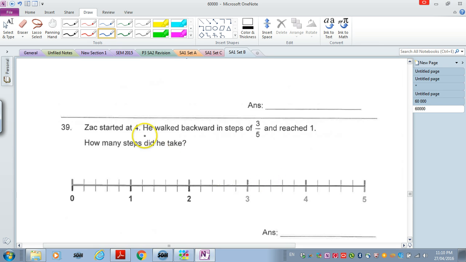Question 39. He starts at 4, so he starts here. He walked backwards in steps of 3/5. Let's look at 3/5. I know that 1, 2, 3, 4, 5. So 3/5 means I need to take 1/5, 1/5, 2/5, 3/5. So this is one step. I need another step. Every time he moves is 3/5.